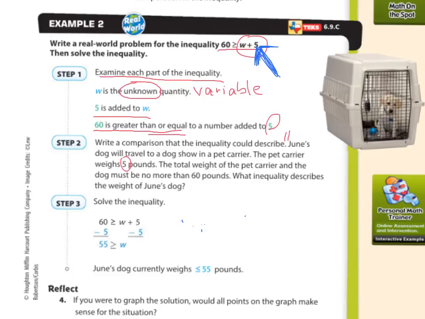And this is the work that they did. They're showing that to you. They had w plus 5, and then they're subtracting 5 from both sides because they want to get the w by itself. So that canceled out, and 60 minus 5 is 55. 55 is the weight. I'm going to flip it around. The weight is less than or equal to 55. Okay, so June's dog currently weighs less than 55 pounds or equal to 55 pounds, either one, because that's what the less than or equal to sign tells you.